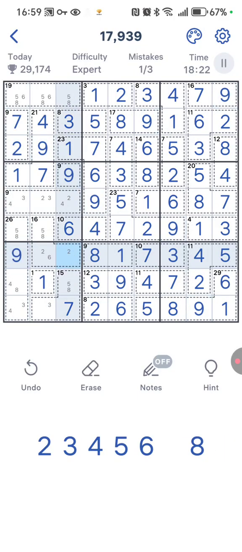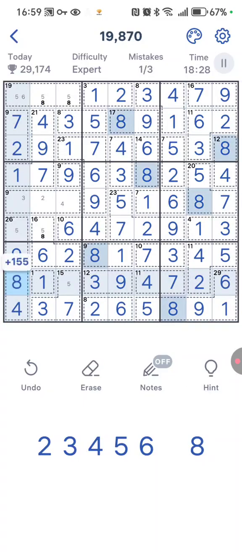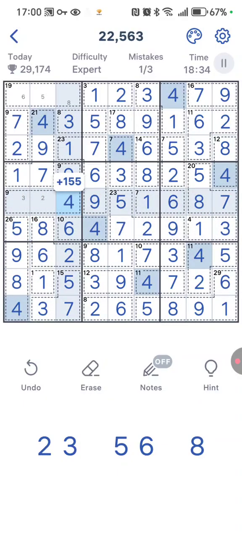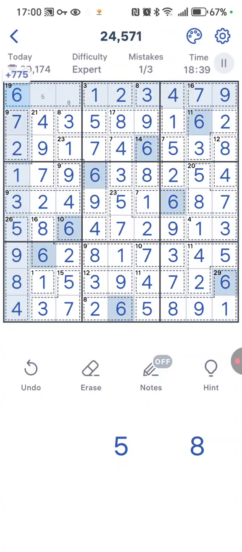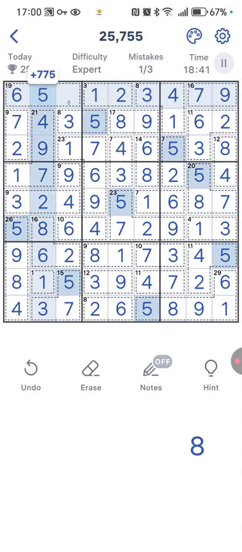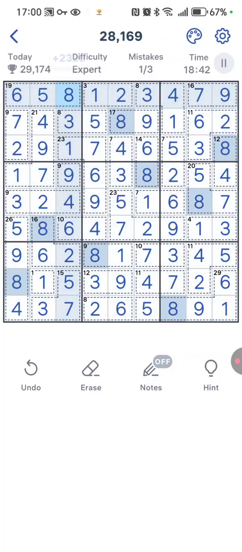So therefore we can start tidying this up. That can only be a 2. That's only a 6. That's only a 5. That's a 4. See, once you start putting the numbers in, everything just falls into place. 4, 2, 3, and we're right back to where we started. 6, 5, and 8. We solved it.